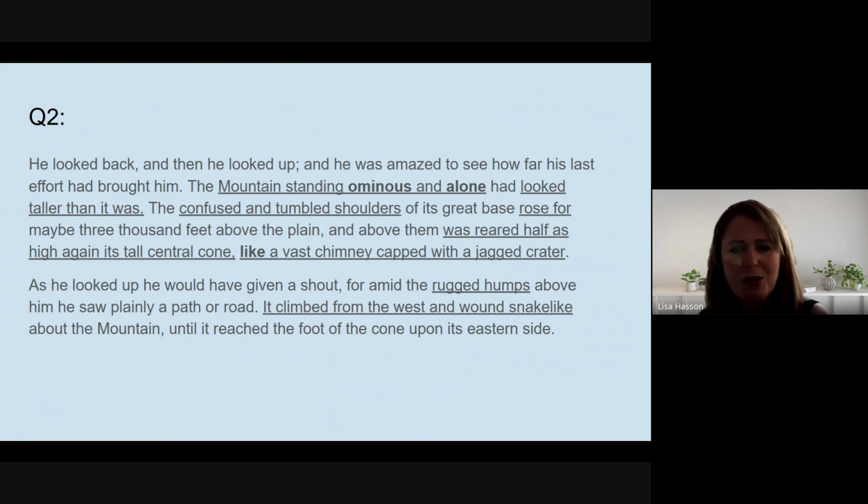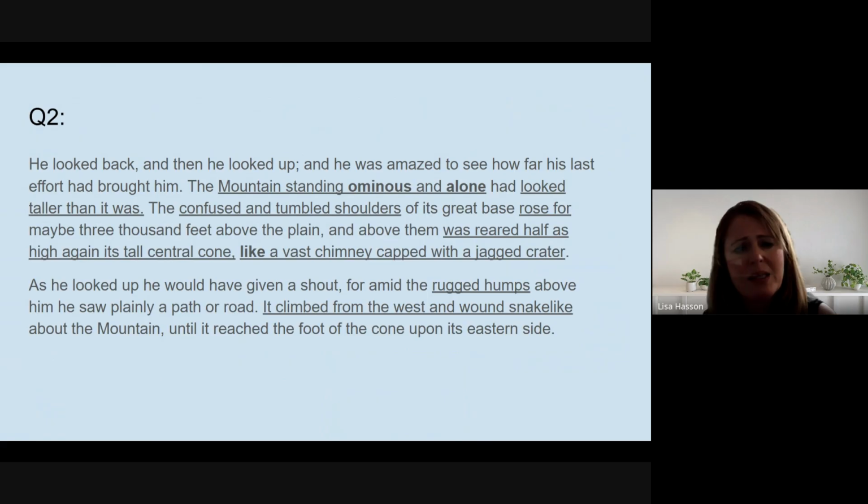I really love that description of the crater, and then pulling down towards the top mid part of the mountain, and how the rubble is sort of gathering around the area, making it look like shoulders. Rose for maybe 3,000 feet above, so getting that idea of it being very high and overwhelming. Was reared half as high again its tall central cone. A nice simile here, like the vast chimney cap with a jagged crater. Some lovely adjectives: vast and jagged. Rugged humps. Again, rugged implies it's quite difficult to walk on, I would say.